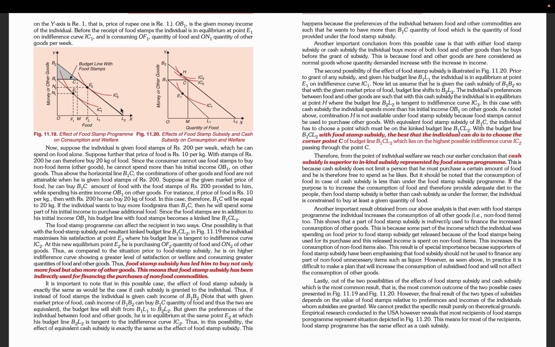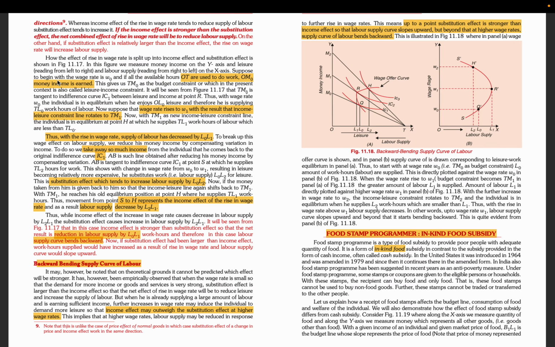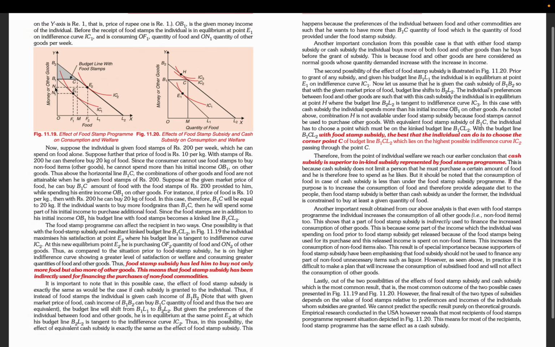OB1 is the given money income of the individual. Before the receipt of food stamps, the individual is in equilibrium at point E1, because this was the level of income that he had. Sorry, B1L1 is the initial budget line. OB1 is the given money income of the individual. Before the receipt of food stamps, the individual is in equilibrium at E1, because this is the highest IC curve that he can reach given his budget constraint.